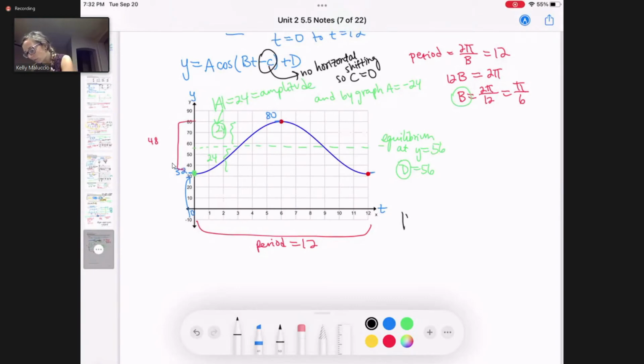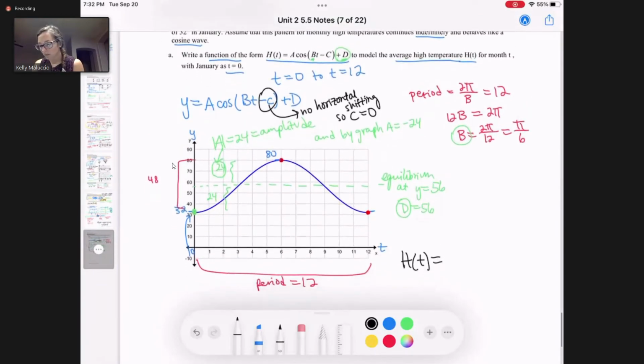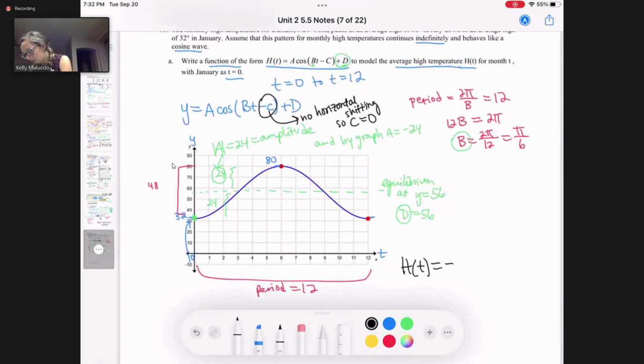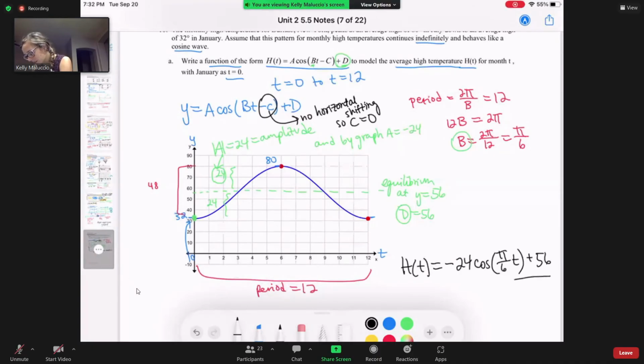And so to write our final answer, the way that they want us to write this, right? H of t is going to equal negative 24 cosine of, what was my b again? Pi over 6t, and then plus 56.